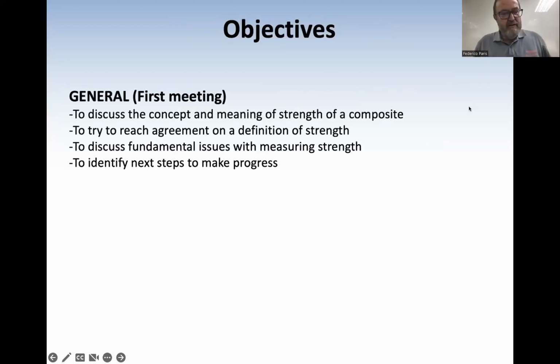We start with the objectives of this series of meetings on the concept of strength. In the first meeting, the general objectives we defined were to discuss the concept and meaning of strength of a composite, to try to reach agreement on a definition of strength, to discuss fundamental issues with measuring strength, and to identify next steps to make progress.